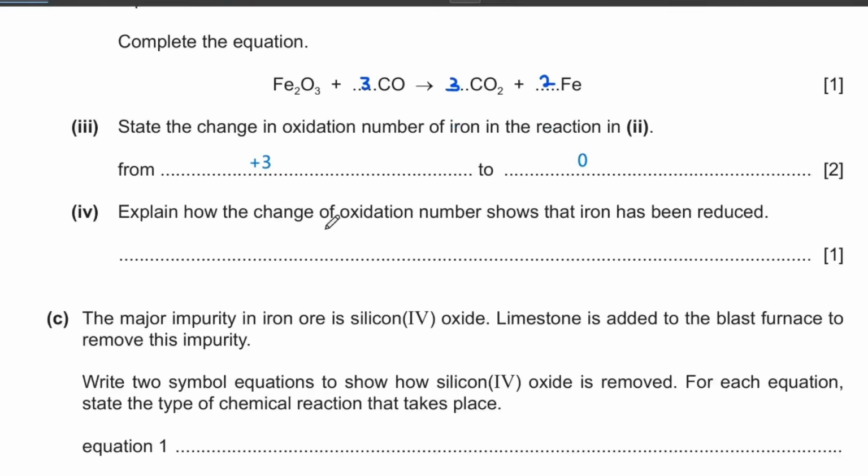Explain how the change of oxidation number shows that iron has been reduced. If you look at it, there's a decrease in oxidation number from 3 to 0. A decrease in oxidation number shows that reduction took place. That is how we know that iron has been reduced.